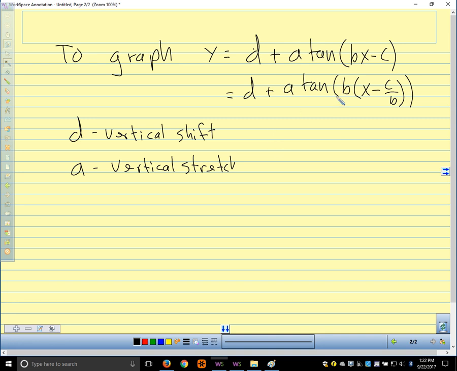Our period. So for sines and cosines, it was 2 pi over b. For tangent, our period is pi over b. And our horizontal shift is c over b, just like with sines and cosines. But we need to account for the asymptotes because asymptotes are going to change when we do these transformations to this function.